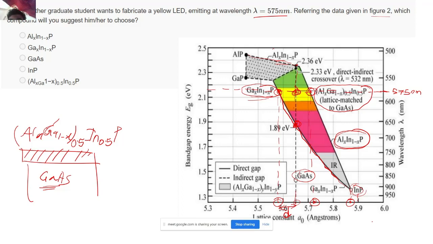And even my lattice matching conditions are satisfied, and even the 575 nanometer which I want to produce is being satisfied, right? So this vertical line is satisfying everything. It's giving me good lattice matching, as well as the wavelength of the light that I want to produce out of my LED. So this aluminium, gallium, indium phosphide will satisfy my answer, and hence option number 5 that you are seeing over here is the correct answer.